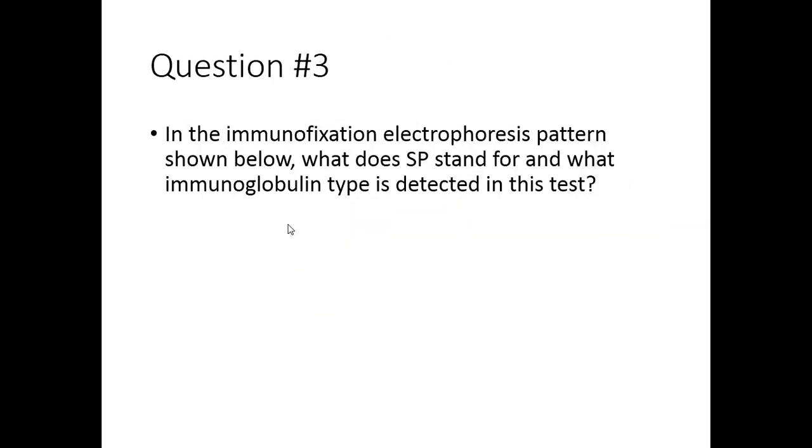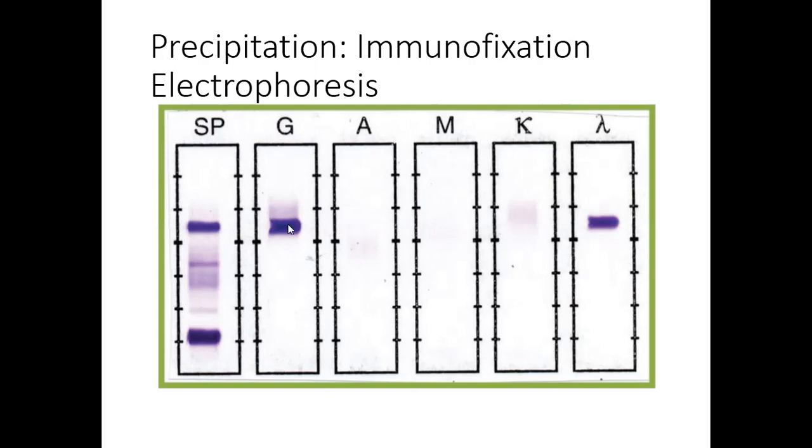So question 3 for the homework. In the immunofixation electrophoretic pattern shown here, what does SP stand for, and what immunoglobulin type does the patient have in this test? SP refers to what? All serum proteins, and we call that the reference lane. So it's the serum proteins, we call it the reference lane. And what kind of immunoglobulin did we say that the patient had? The patient had an IgG with a lambda light chain, an IgG lambda.